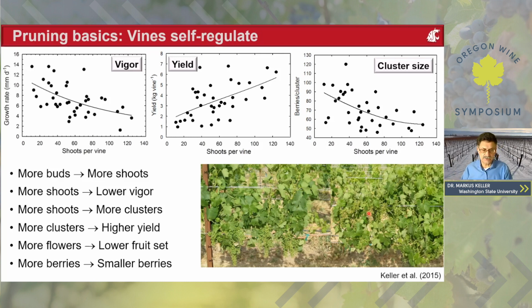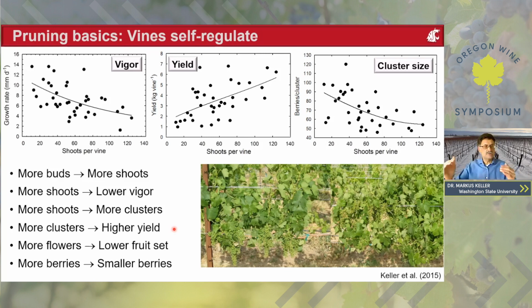So in very simple terms, with more buds, you get more shoots. With more shoots per vine, you get lower vigor per shoot. But you also get more clusters because every shoot potentially can have two, maybe three clusters, right? As you have more clusters, you get higher yield, but more clusters or higher yield also means that that vine has more flowers. More flowers usually means lower fruit set. The vine constantly self-regulates and compensates. So as you have more flowers, you have lower fruit set, and because you still have more berries on the vine, those individual berries are also smaller.